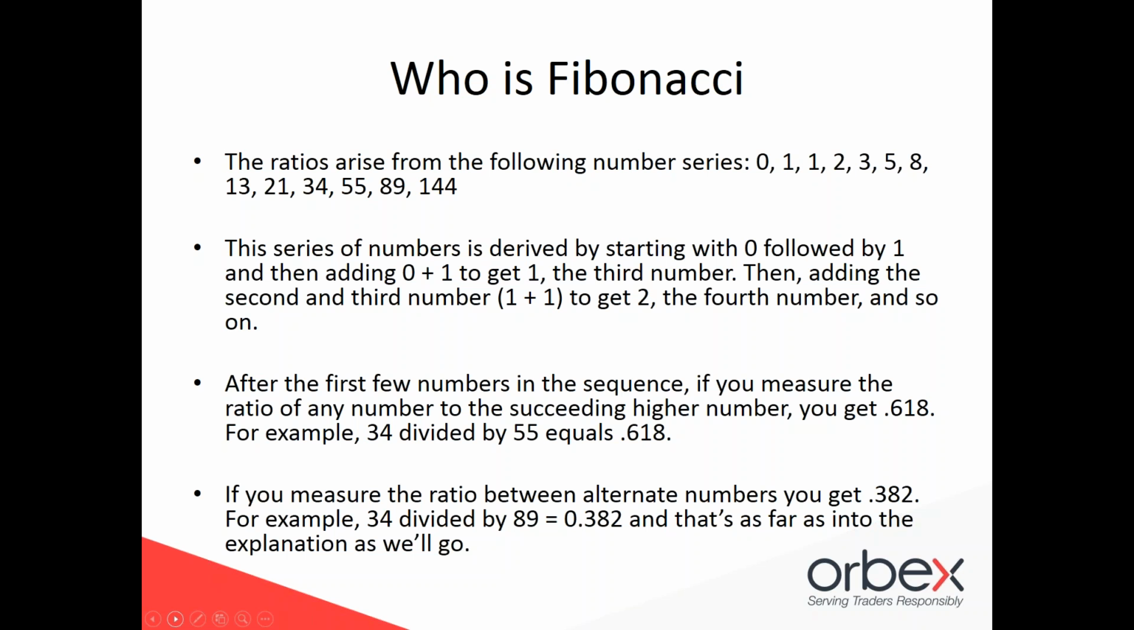Okay? If you measure the ratio between the alternate numbers, you get 0.382. Another example, 34 divided by 89 equals 0.382. And that's as far into the explanation as we'll go.